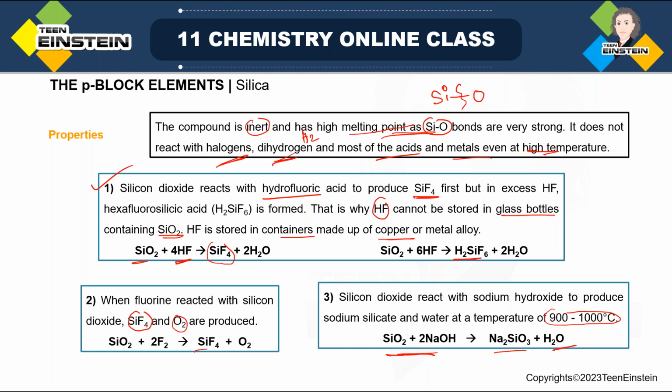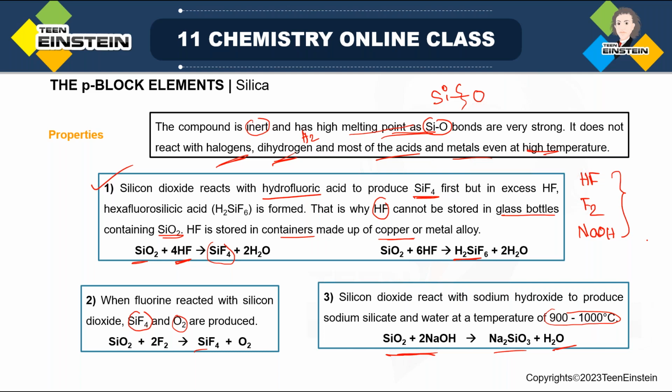So these are the three reactions. Remember, silicon dioxide or silica reacts with HF, it reacts with only one halogen, which is F2, and it reacts with sodium hydroxide at very high temperature. So these are the three substances with which it reacts: basically two compounds, HF and NaOH, and F2 is an element.